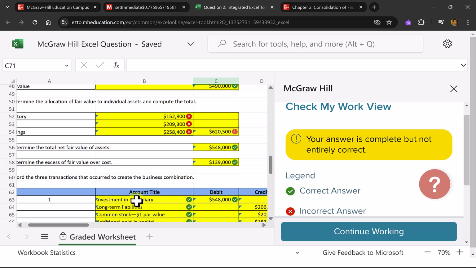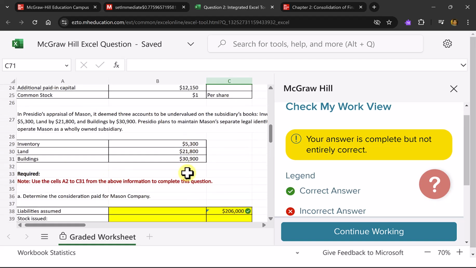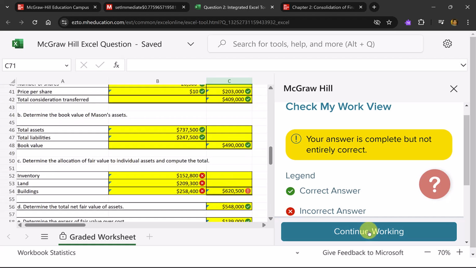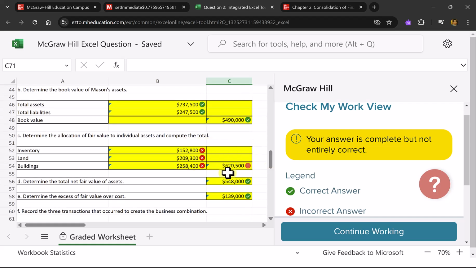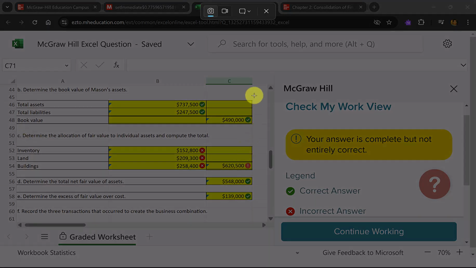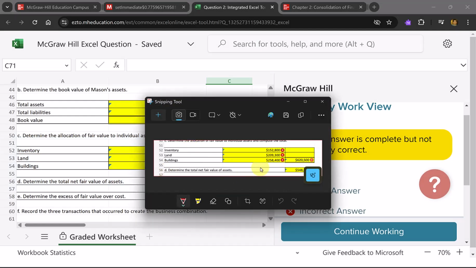What I think they're looking for is just these 3 amounts here. In my formula below, I've also added the book value for those 3 assets. So let's go back. Whenever you have a mistake like this, don't go straight back to continue work, because you're going to lose track of what was correct and what was incorrect. What I would do is capture your screen over the area that is incorrect, so you can remember this screen right here. Go back and fix it.